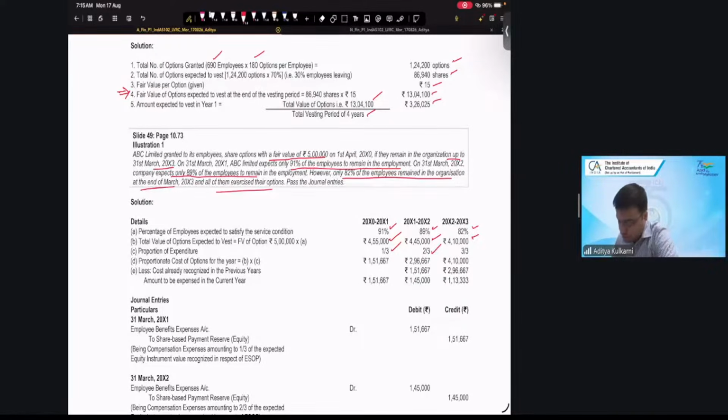Okay. So proportionate cost for the year 2,96,000, out of which 1,51,000 is already booked. So you will be having 1,45,000 only. Are we okay with this? Yes. Are we okay? No doubts? All right, fine. Next one.